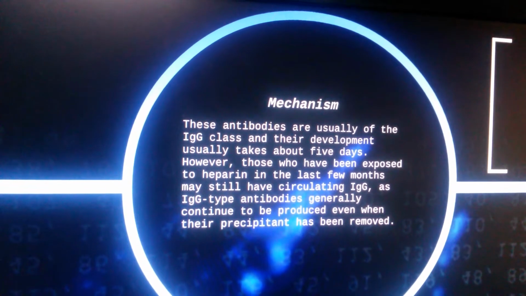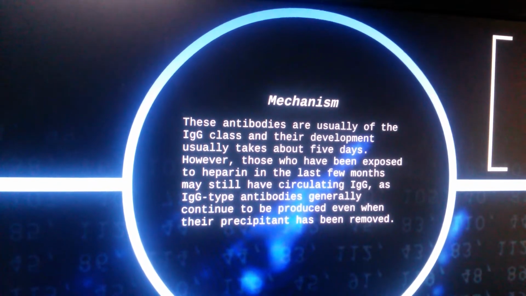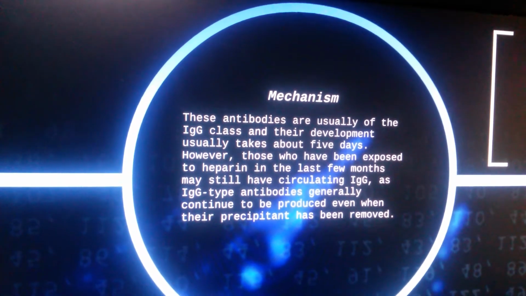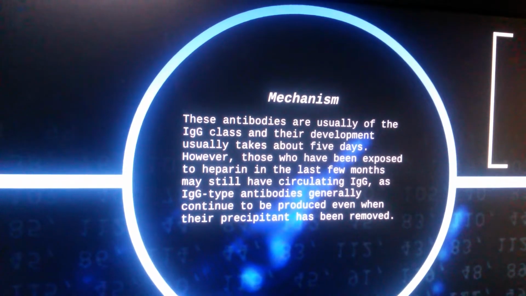Mechanism. These antibodies are usually of the IgG class, and their development usually takes about 5 days. However, those who have been exposed to heparin in the last 5 months may still have circulating IgG.